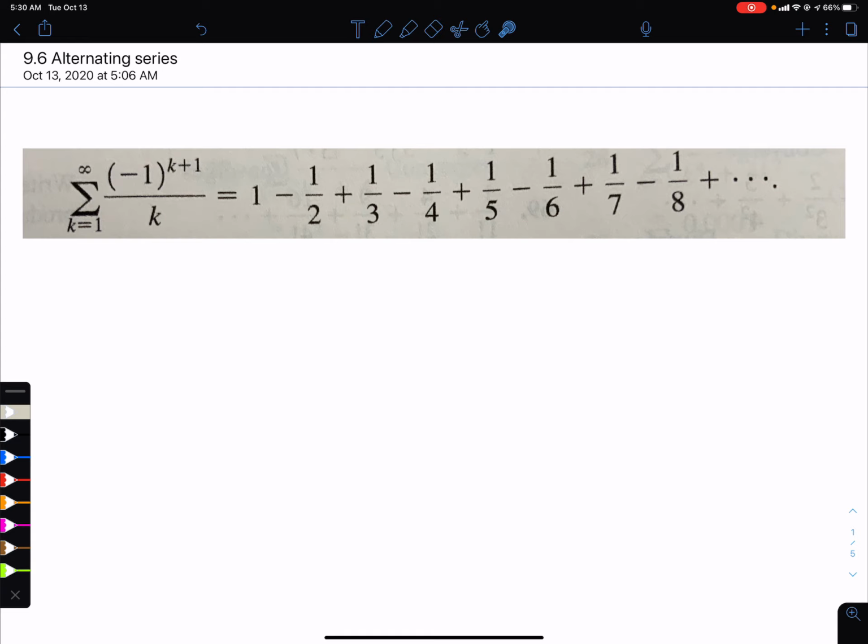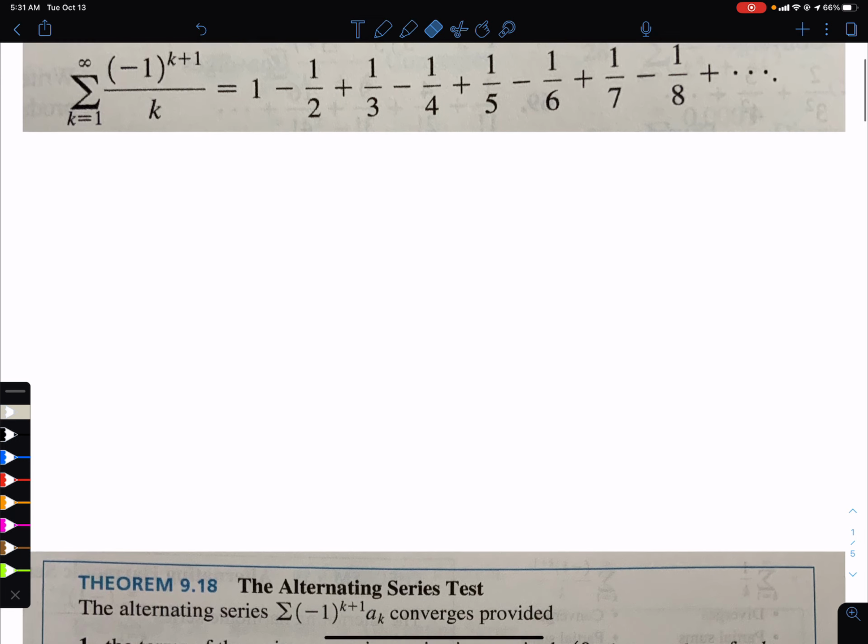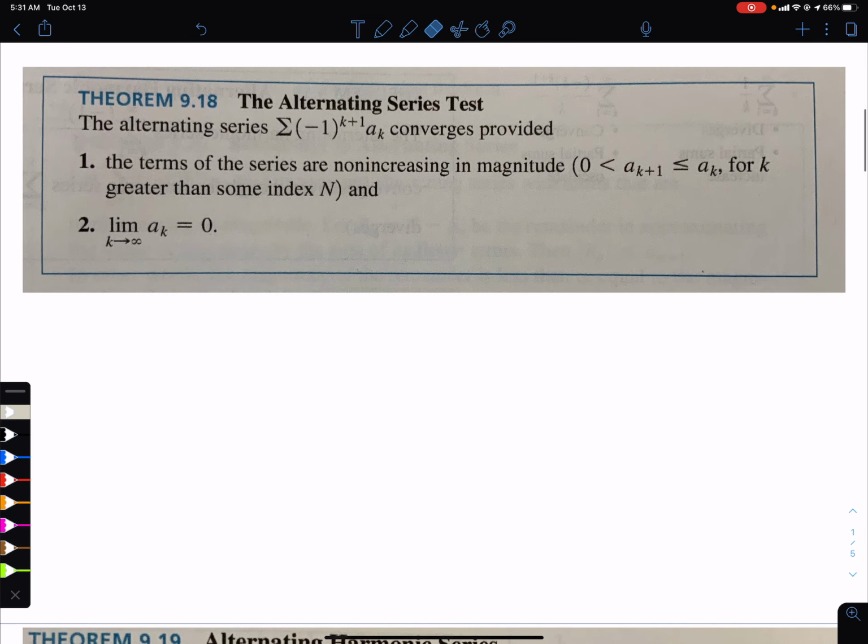And you will know you have an alternating series when you have a negative 1 to the k plus 1 power, or it could even be negative 1 to the k power, because as k increases, it's going to alternate from positive to negative. So that's your indication in summation notation if you have an alternating series. So what's our first thing we need to learn? This section is pretty short.